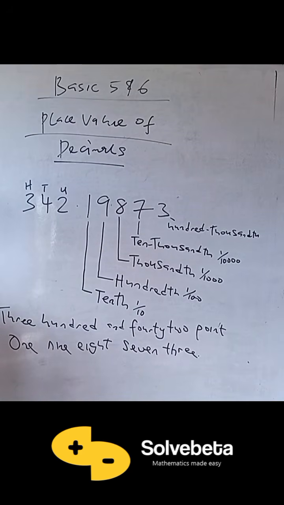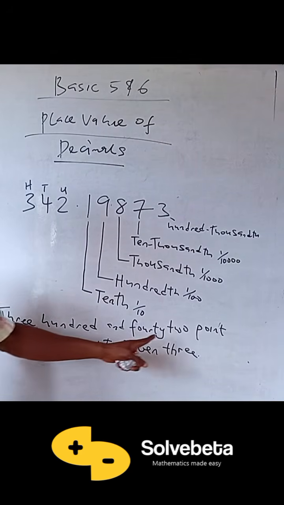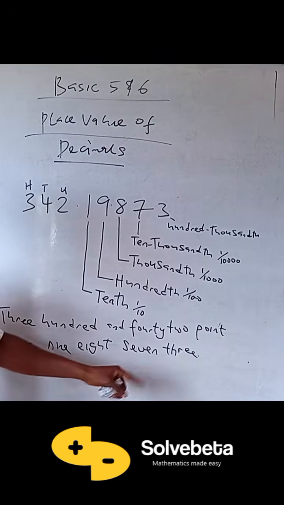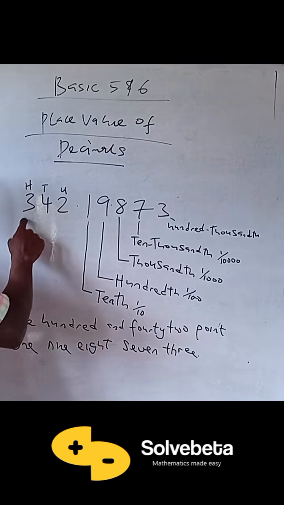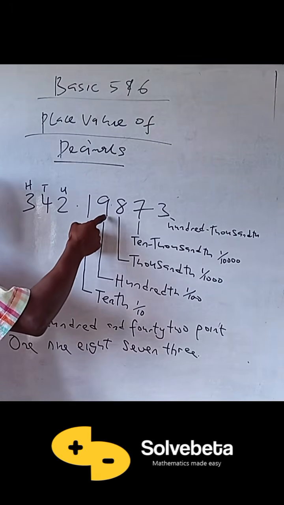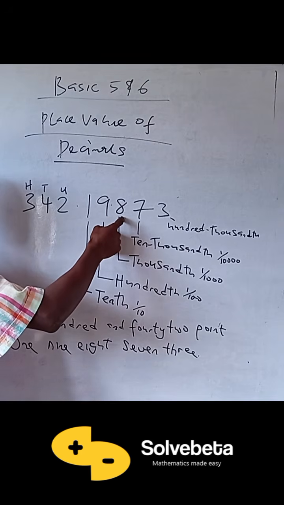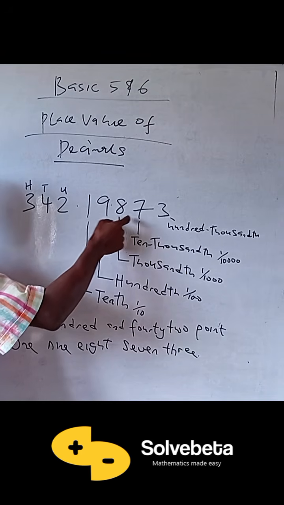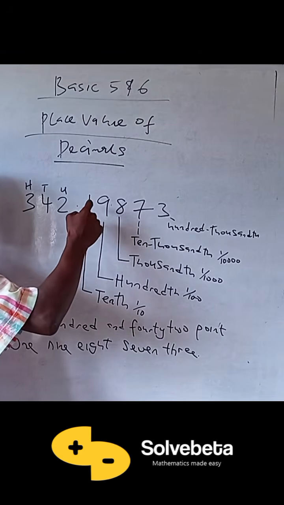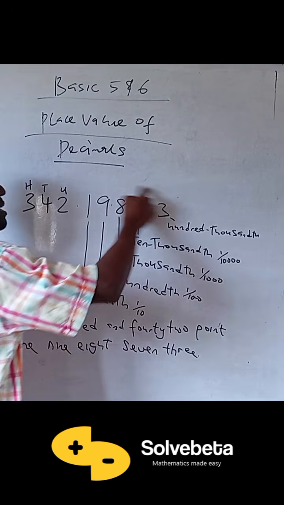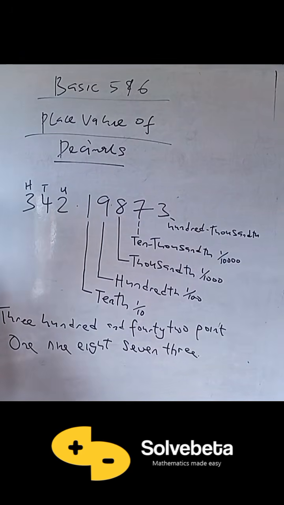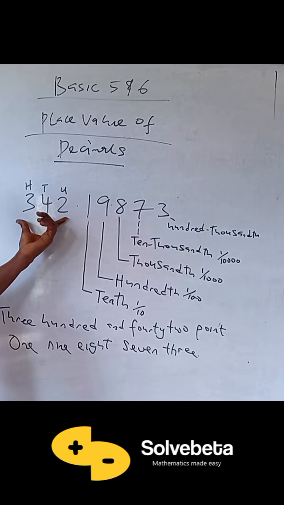This is what you call it, so you don't get confused. 342.19870. Please don't say this is 342.198 or 119,873. Why? Because these numbers after this decimal point are not in the same place as these numbers.